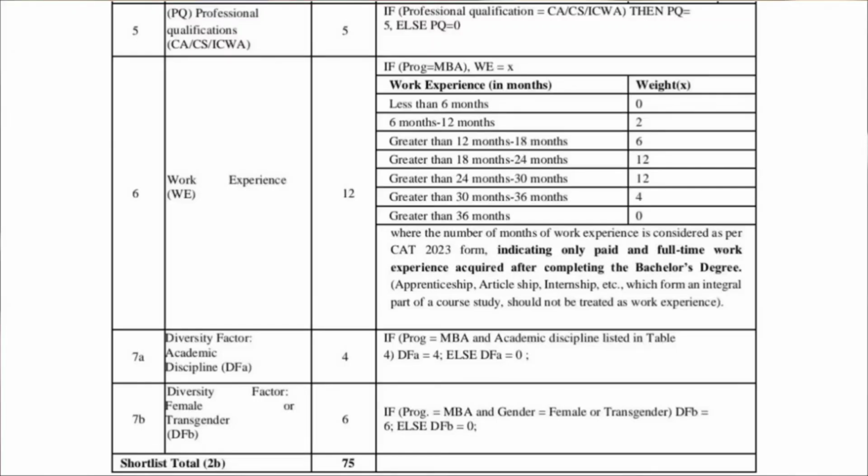In that, if your work experience is between 6 months to 12 months, there are 2 points. If it is between 12 months to 18 months, there are 6 points. If it is between 18 months to 24 months, there are 12 points. Then if your work experience ranges between 30 months to 36 months, there are 4 points. Then 4% weightage is given to the academic diversity, and 6% weightage is given to the gender diversity. So if you are a female candidate, then you will be awarded 6 marks.